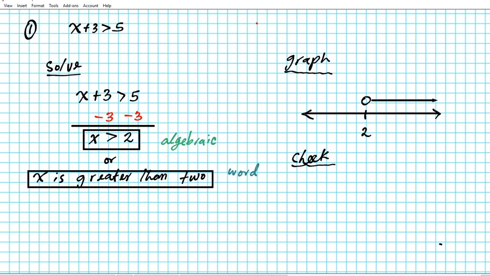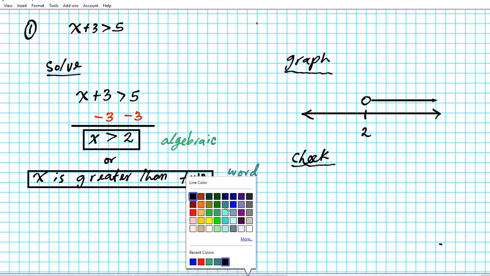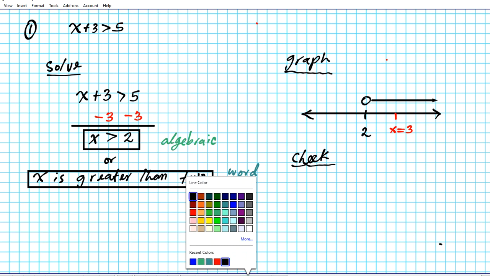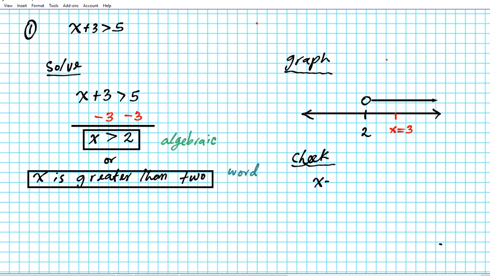To check, we're going to pick any number that satisfies this inequality. Any number to the right of 2 is a candidate to check with. So you can pick any number. I'm going to select 3. So we're going to use x equals 3. As you can see, x equals 3 is within my solution region, which is any number that's greater than 2. Alright, so let's go ahead and check. We're going to be checking with x equals 3.